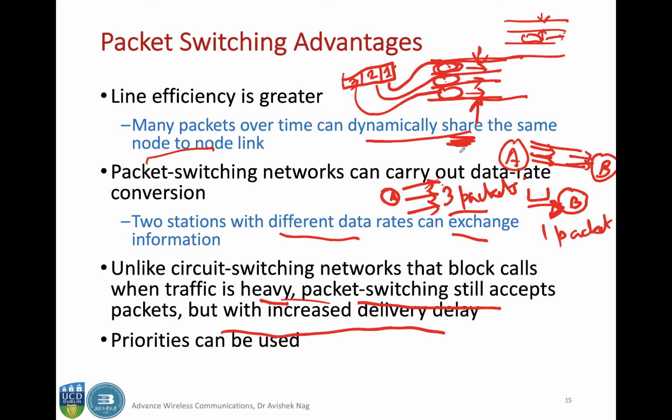Okay, so again, if you imagine circuit switching, which is like, let's say, a dedicated road between two cities A and B, if you consider circuit switching as this example, then if this road is blocked, you cannot do this communication. But in case of packet switching, you can still accept the packets. Okay, but then they will be delivered with a delay.